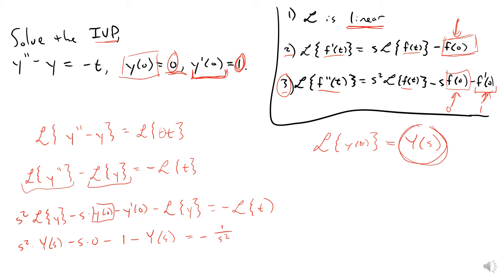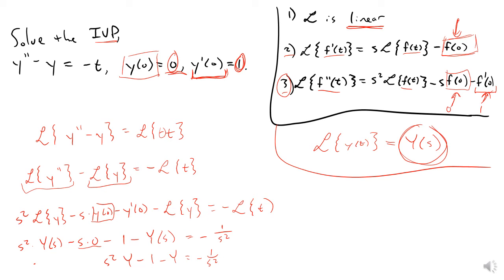All right, so first let me clean this up a little bit. I don't need that s times 0. Let's see, so s squared times Y minus 1 minus Y equals negative 1 over s squared. And it's understood here that these capital Y's are functions of s. I'm just not writing it just to make it look cleaner, I guess.